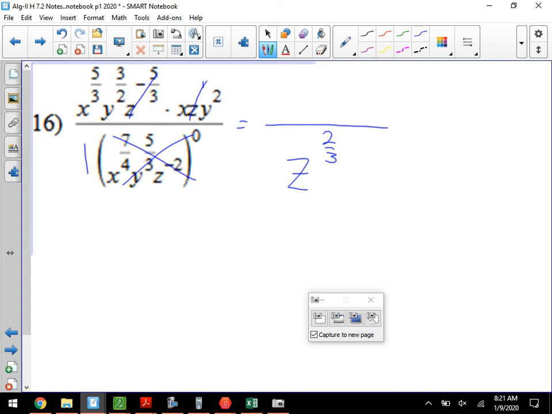Yeah. y to the 3 halves and y squared would be 7 halves. And then what do you have to multiply the bottom by to bring it up? 1/3.